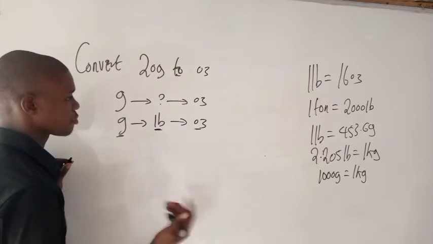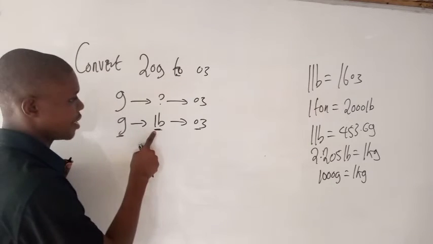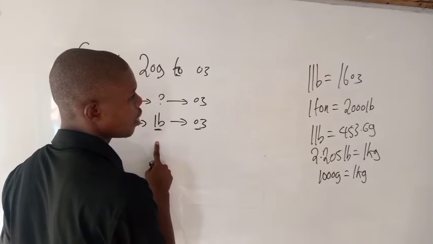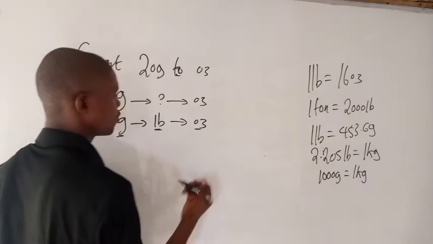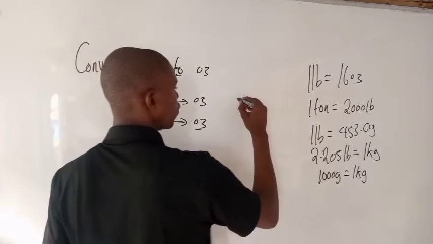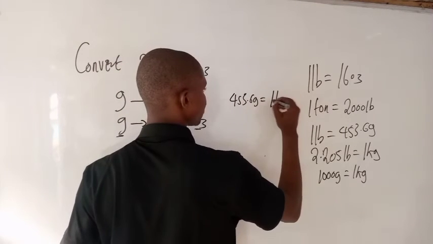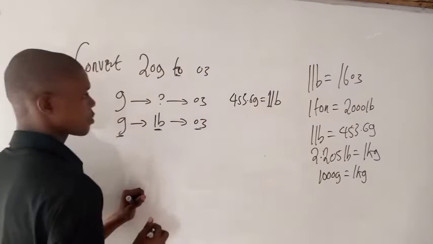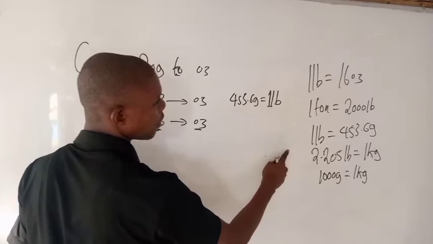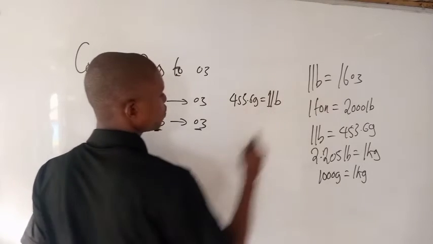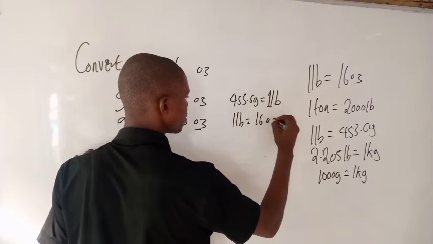Hope you understand. So now I'm going to write the relationship part. What is the relation between gram and pounds here? Remember, here we have 453.6 grams equals 1 pound. So watch me closely. It's going to be 453.6 grams equals 1 pound. Then what's the relation between pounds and ounce? Here we have 1 pound equals 16 ounce. Do you get that? So it's going to be 1 pound equals 16 ounce.